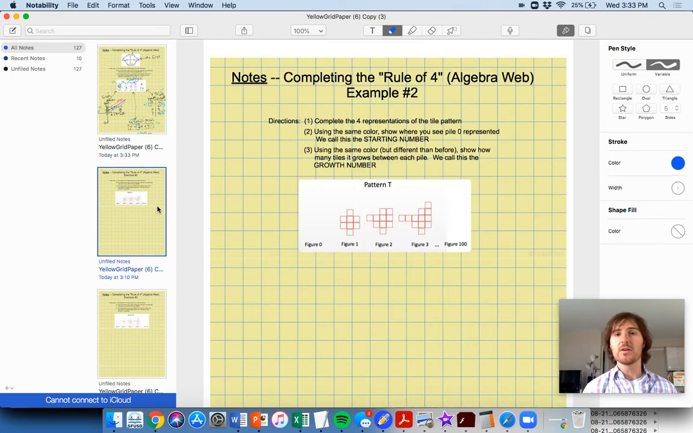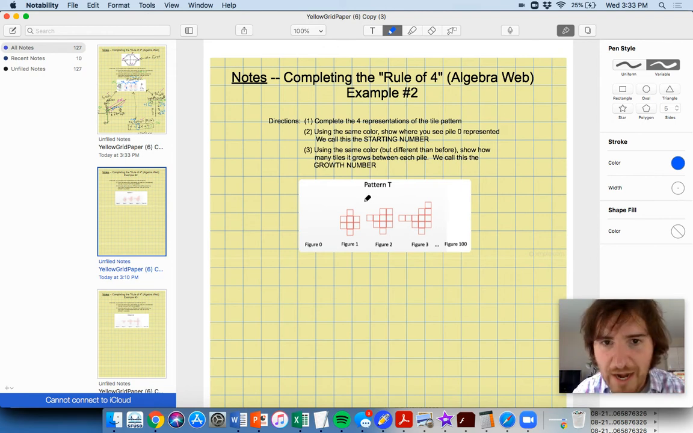Now we're going to go to a we do. We're going to do it together. Different pattern tile. Let's knock this out of the park. Let's do this right away. Are you ready? I think you are.